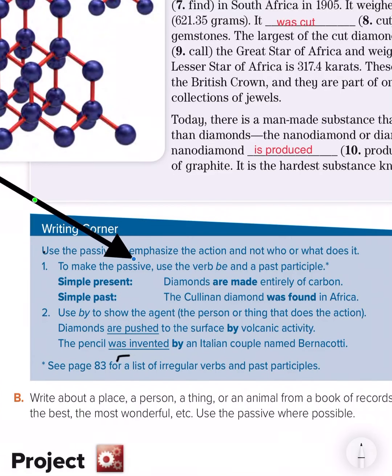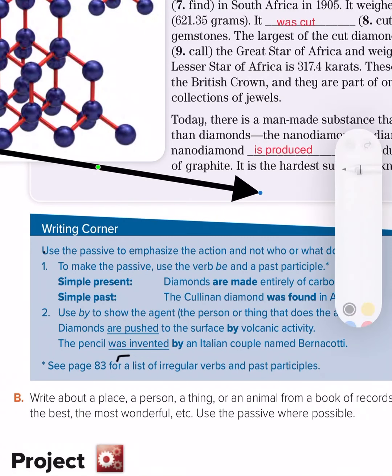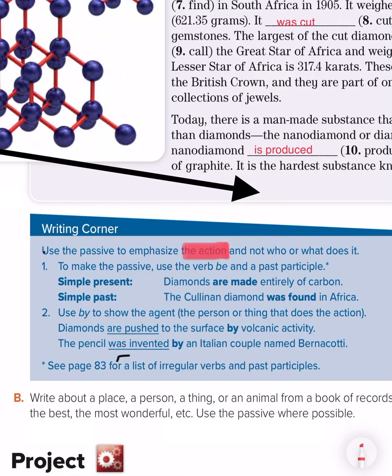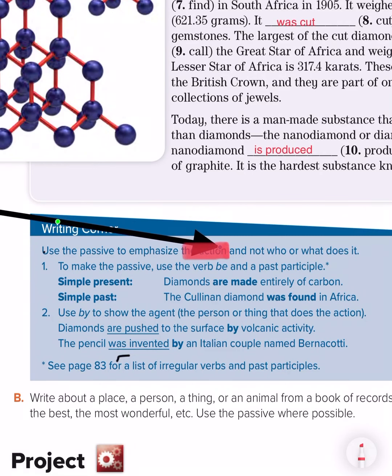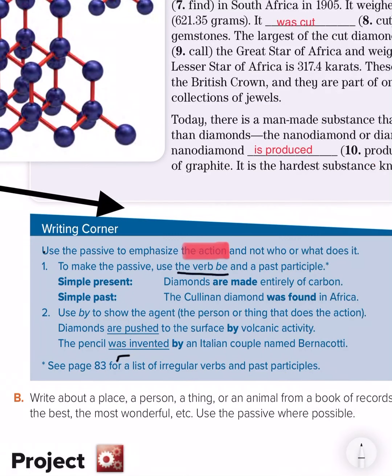Use the passive to emphasize the action and not who or what does it. So we will just focus on the action, just the action, not who or what does it, okay? Look what do we have here. To make passive, use the verb be and the past participle. So you have to use the verb to be.